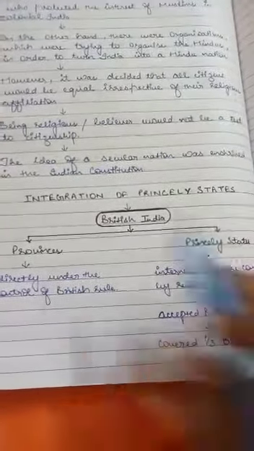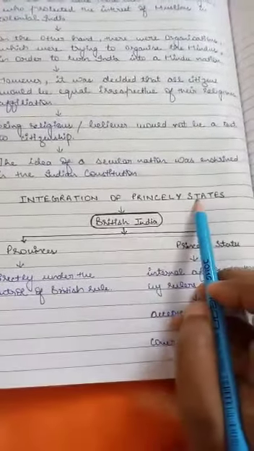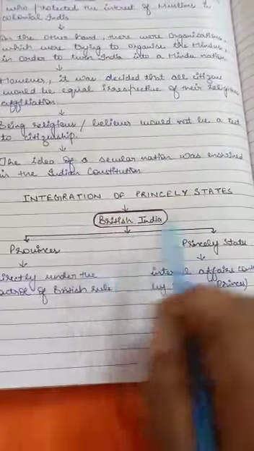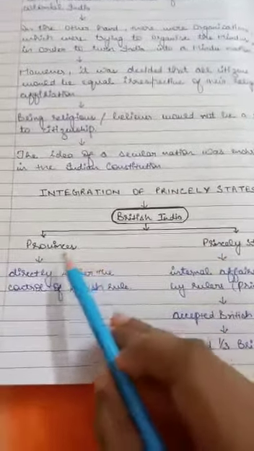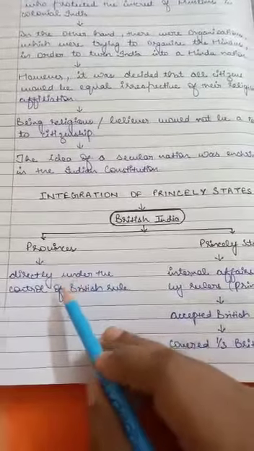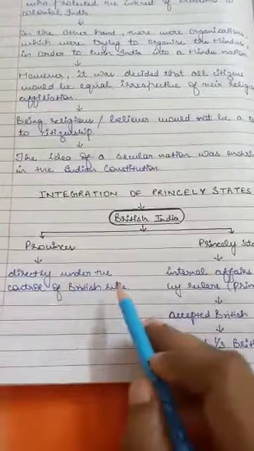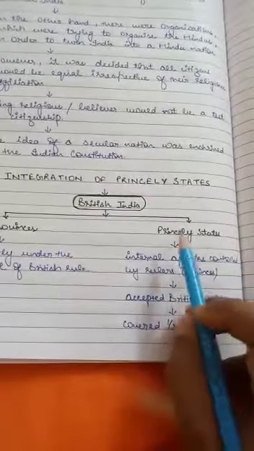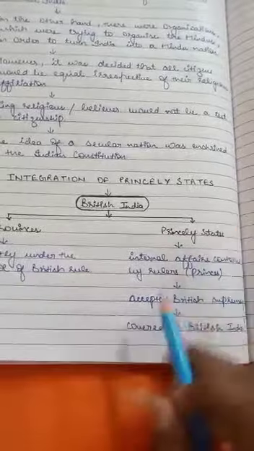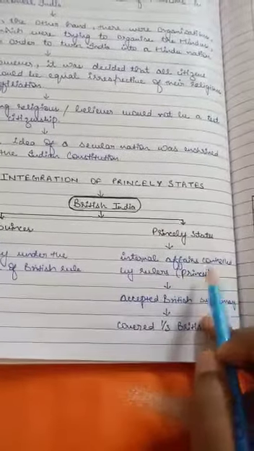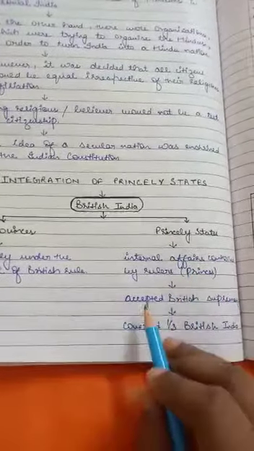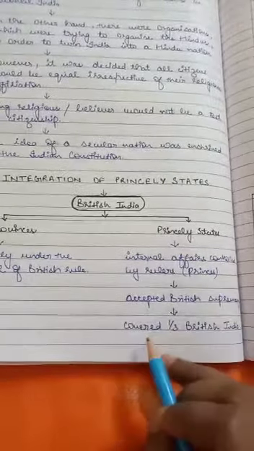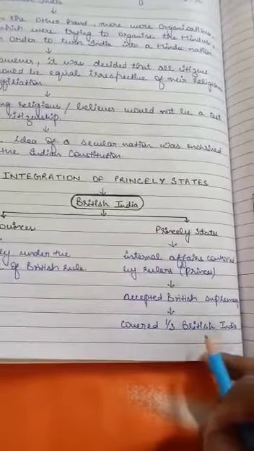Okay, so here we will study the integration of princely states. You remember what the princely states and the provinces were? Provinces were basically all the territories which were under direct control of the British in India. And princely states were basically ruled by a ruler or a prince, remember? So internal affairs controlled by the ruler, accepted British supremacy, covered one-third of British India.